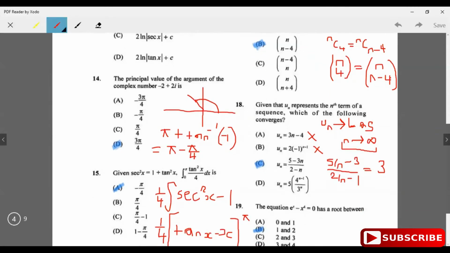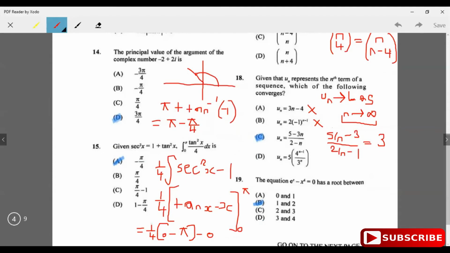Question 19. If you apply the limit law for A and D, they are going to be divergent. Option B is going to work out. It's going to show that it's alternating.